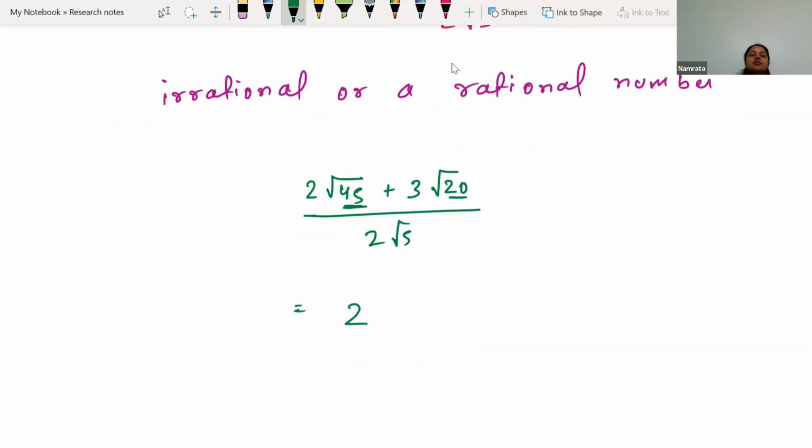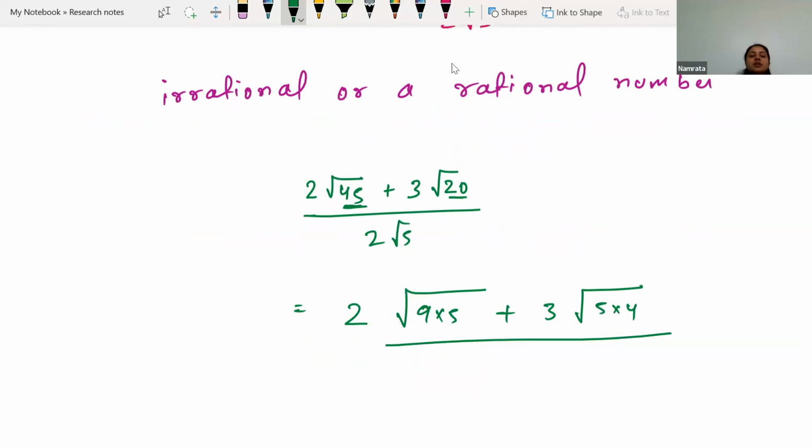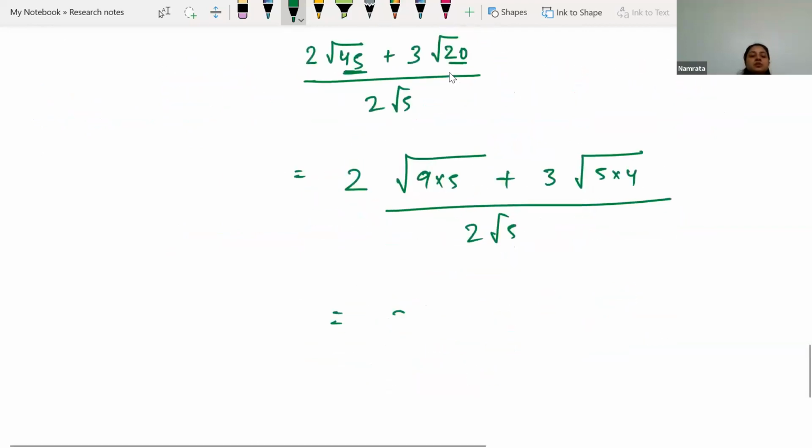So let's see. 45 can be written as 9 times 5, and 20 can be written as 5 times 4. Here we have 2 root 5. Let's simplify it further. So 3 from the 9 will come out.